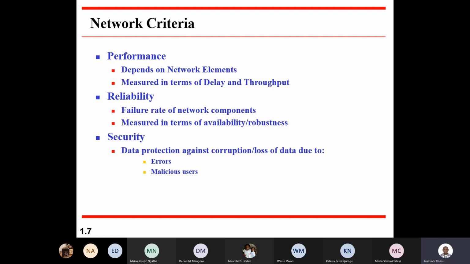How reliable is your network? And most of us live in the hostels here. Okay, how many of us live in the hostels here? How many of us are? Okay, Mirambi, anybody else?